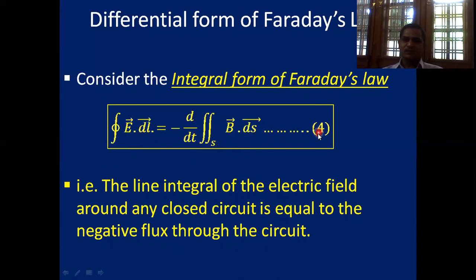This is equation 4. This equation represents that the line integral of the electric field strength around any closed circuit is equal to the negative rate of change of flux through that surface. The closed integral of E bar dot dl bar is nothing but the negative rate of change of magnetic flux, minus d phi by dt, where phi equals the surface integral of B bar dot ds bar, as we substituted.